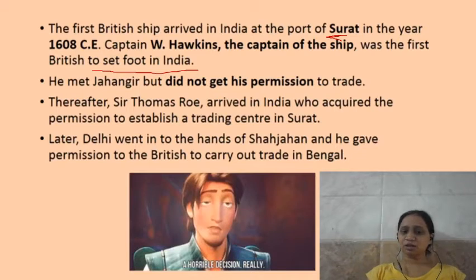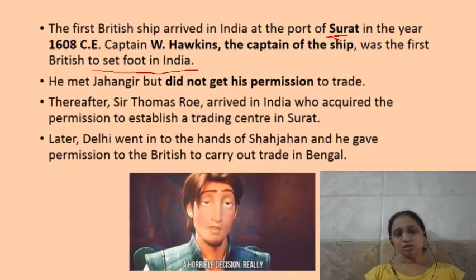Thereafter Sir Thomas Roe arrived in India, who acquired the permission to establish a trading center in Surat. And after W. Hawkins, who came? Sir Thomas Roe, and he asked for the permission for a trading center in Surat, and this time permission was granted.